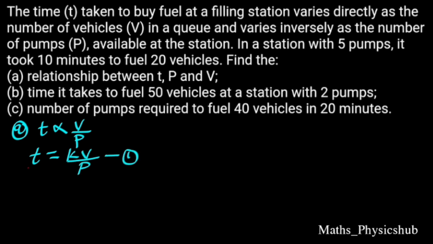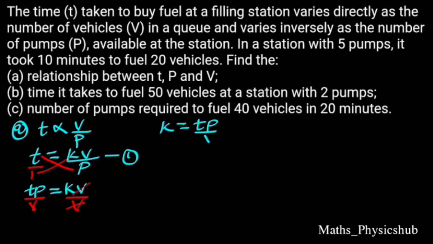From this equation, we make k the subject of the formula. To do so, we cross-multiply to have t times p equals k times v. Next we divide both sides by v, so that k equals tp all over v. Let's call this equation 2.